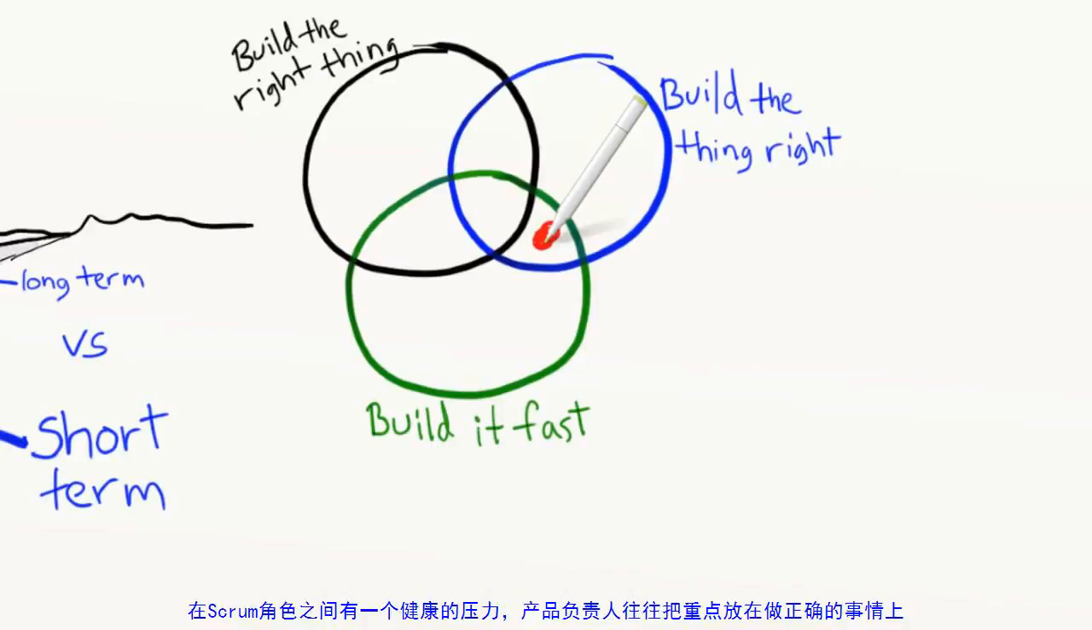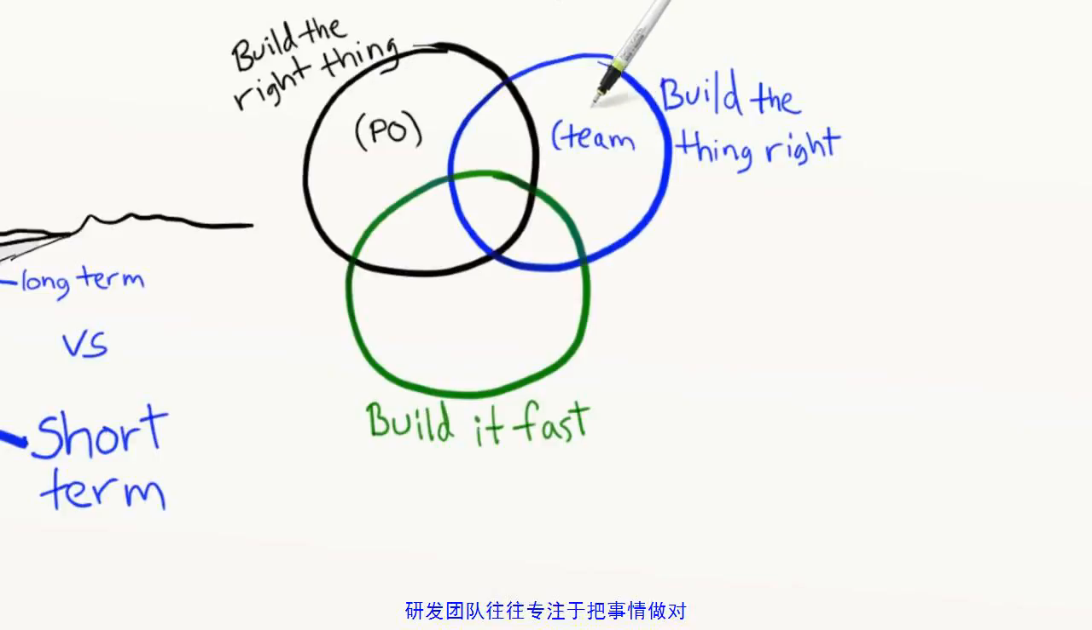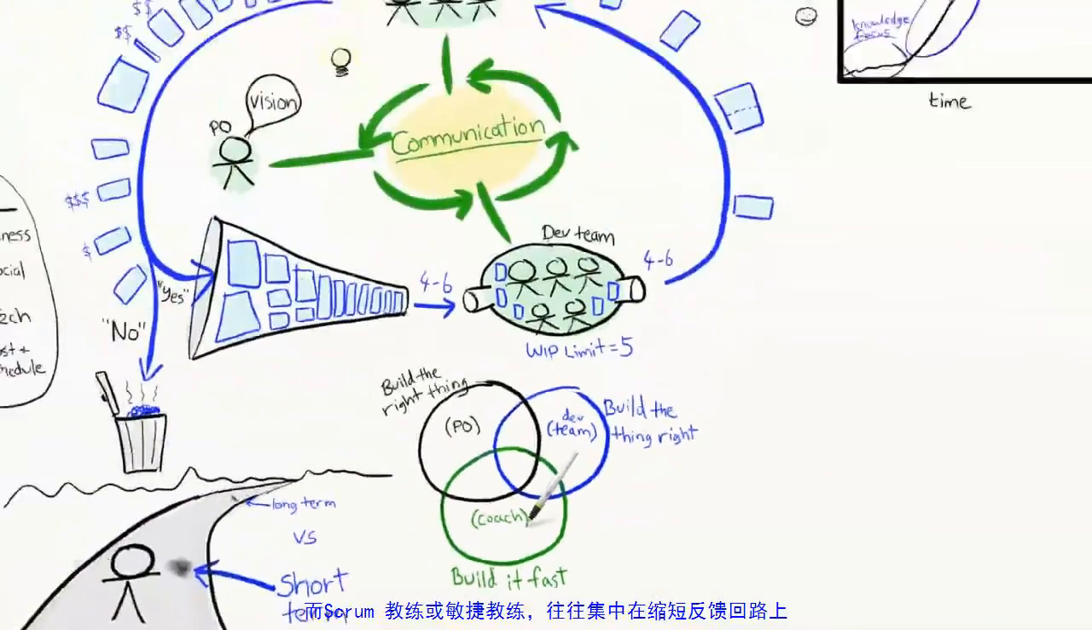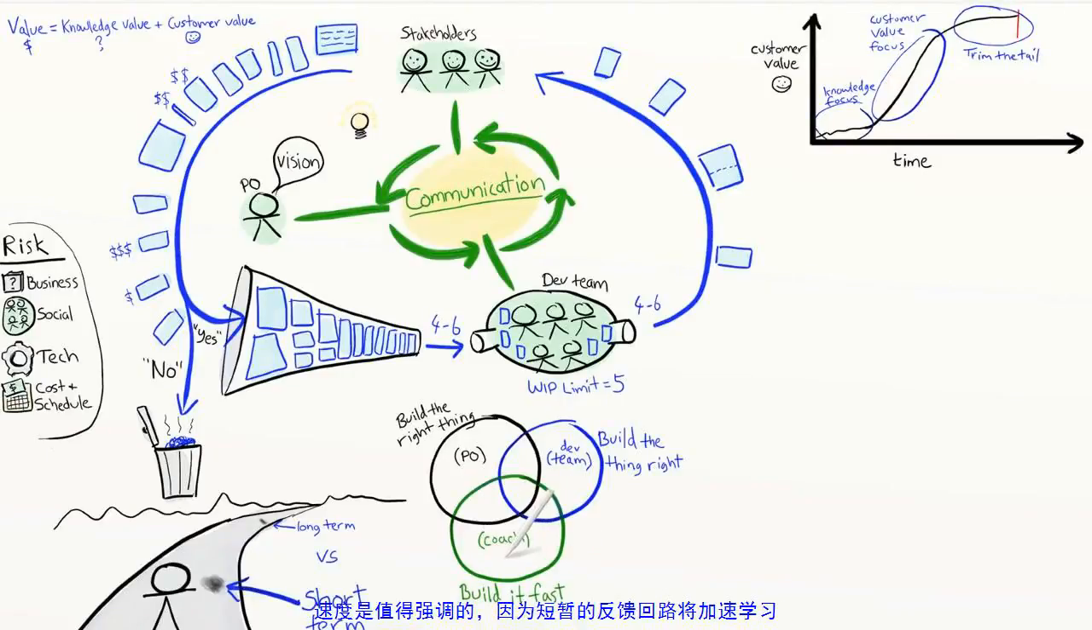So there's a healthy tension here between the Scrum roles. Product owners tend to focus on building the right thing. Development teams tend to focus on building the thing right. And Scrum Masters or Agile coaches tend to focus on shortening the feedback loop. Speed is actually worth emphasizing because a short feedback loop will accelerate learning. So you'll more quickly learn what the right thing is and how to build it right. However, all three perspectives are important, so keep trying to find the balance.